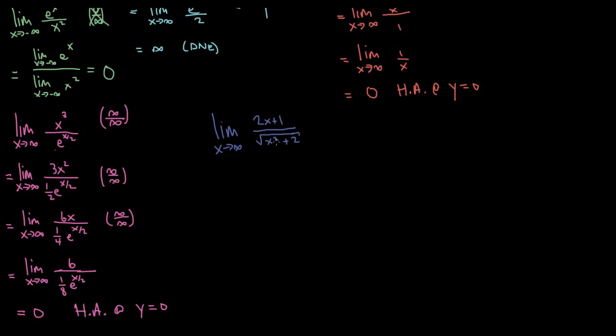Now, we don't talk about the degree of radical functions, because what's the degree of the square root of x squared plus 2? I don't know. We talk about degree of polynomials. The top is a polynomial. The bottom is a radical function. Okay, but here's what you can realize.